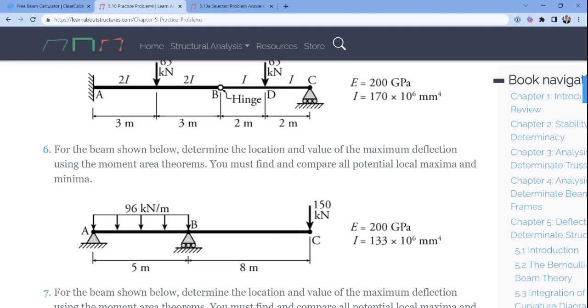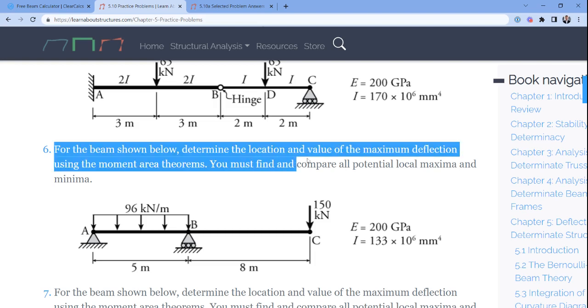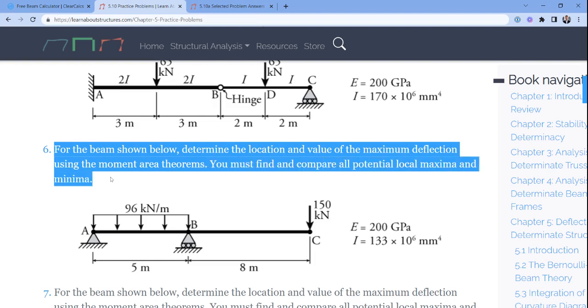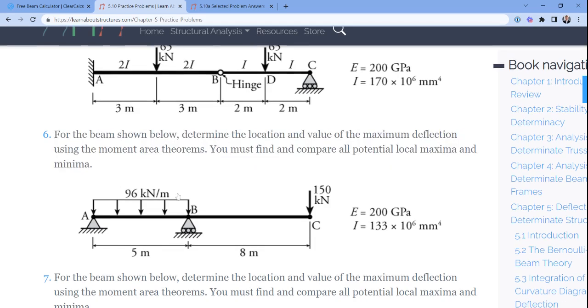Let's look at the question. For the beam shown below, determine the location and value of the maximum deflection using the moment area theorem. You must find and compare all potential local maxima and minima. So sounds good. We need to find some deflection values, and we've got a diagram here and some information about our stiffness. So perfect. Let's put all of this into ClearCalcs.